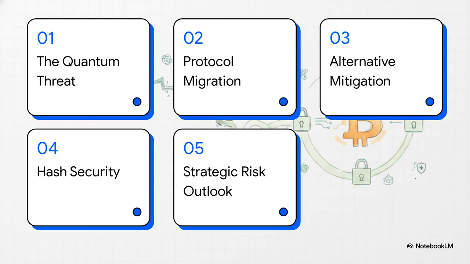We're using a bottom-line upfront approach today. We're going to compare sweeping network-wide migrations against more localized, agile solutions. We'll start by defining the quantum threat horizon, look at the defensive downgrade of protocol migration, and then evaluate Starkware's alternative QSB method. Finally, we'll cover future hash vulnerabilities and wrap up with a strategic risk outlook for your portfolio.